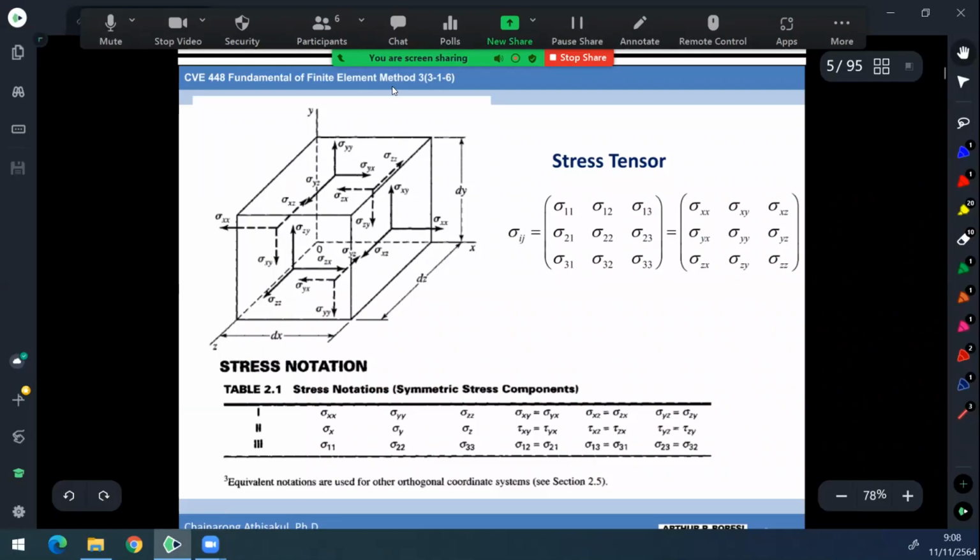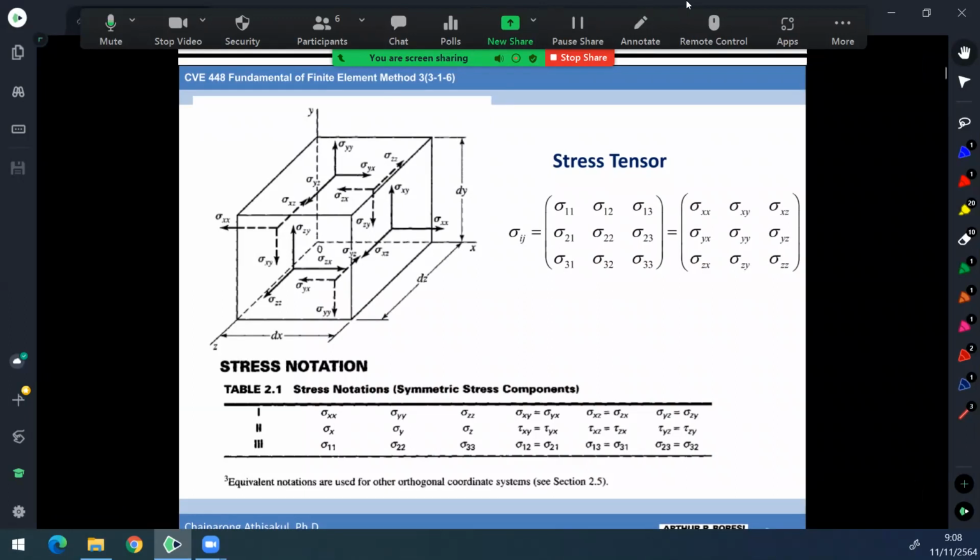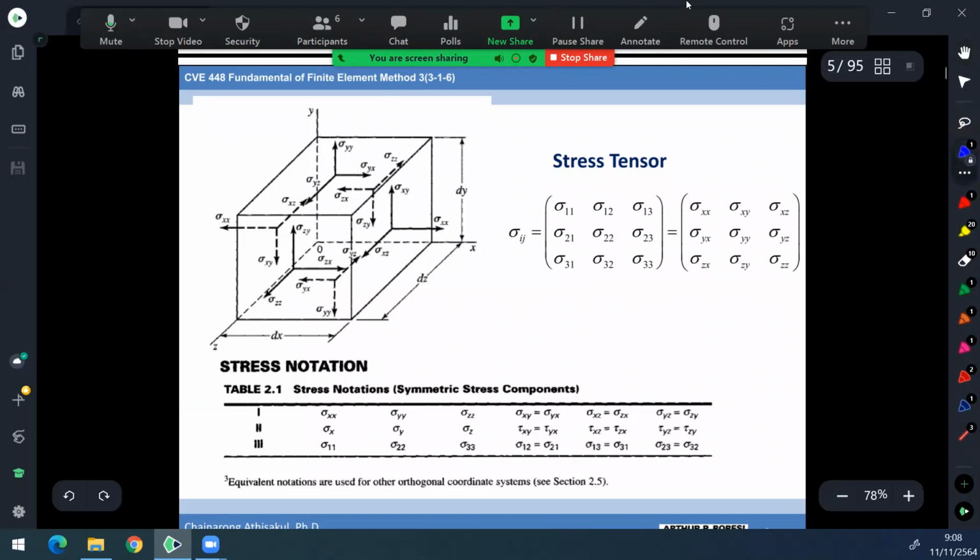Okay, today we will move to the plane problem. Before we go to the topic, we have to overview the theory of elasticity first. Okay, first of all, I would like to focus on the stress tensor.